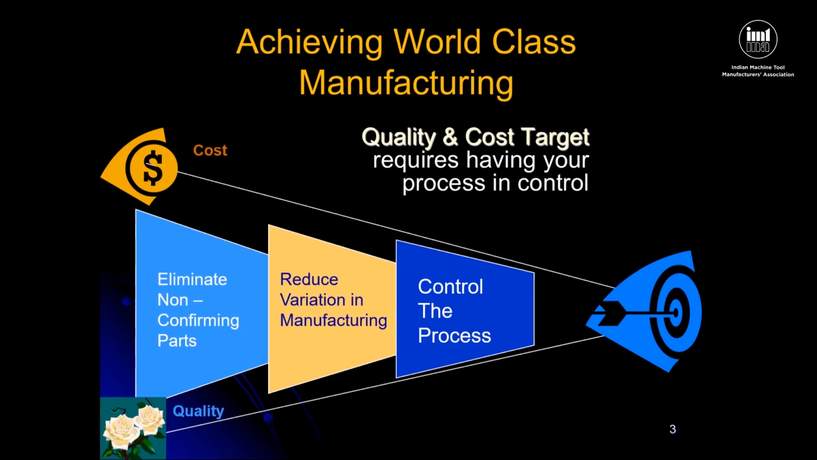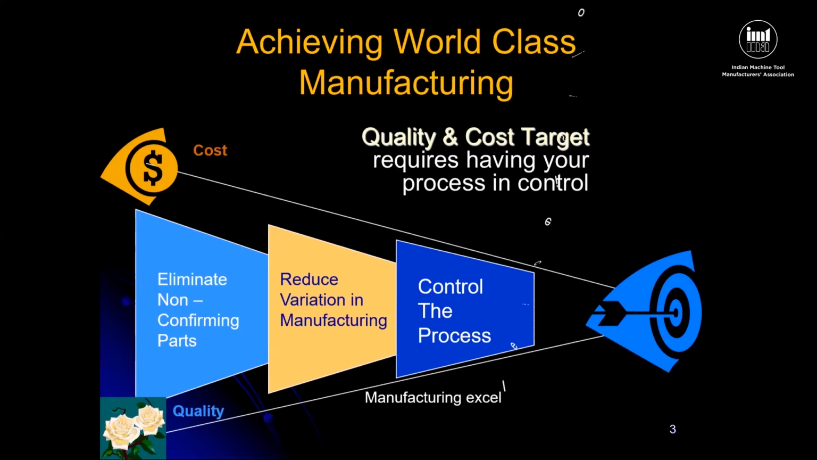There is no point in giving a Mercedes-Benz car to a customer who wants an Alto, for example. It makes no sense whatsoever. So what does the customer decide? What is the cost at which he is willing to pay for the quality that he wants? So these are the two major criteria of satisfying the customer for any world-class manufacturing process.